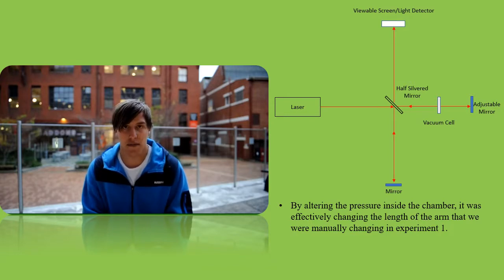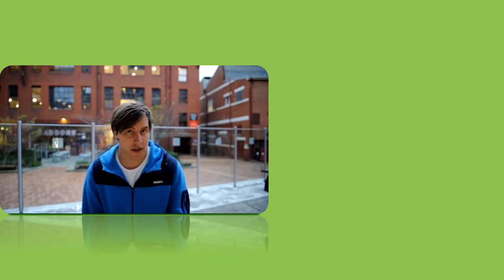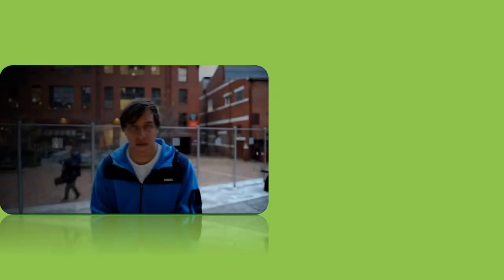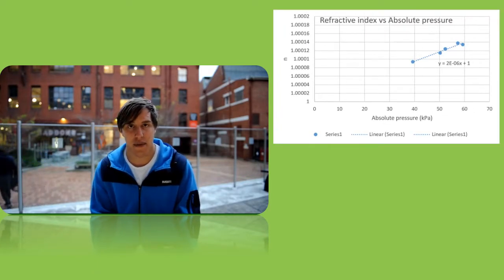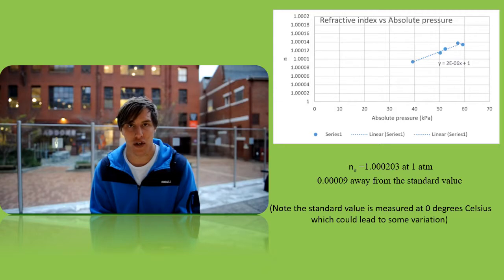By counting the number of times the fringe pattern cycled to an identical state, we were able to calculate the refractive index of air. We used the following formula, where delta n is the change in refractive index, lambda naught is the wavelength of light in a vacuum, n was the number of fringes counted, d is the length of the chamber, and delta p is the change in pressure. The data for refractive index versus pressure was graphed to find a line of best fit. Using the equation for the line of best fit and substituting x for the pressure at 1 atmosphere, our calculation returned a value of 1.000203 for the refractive index of air at 1 atmosphere, just 0.00009 away from the standard value.